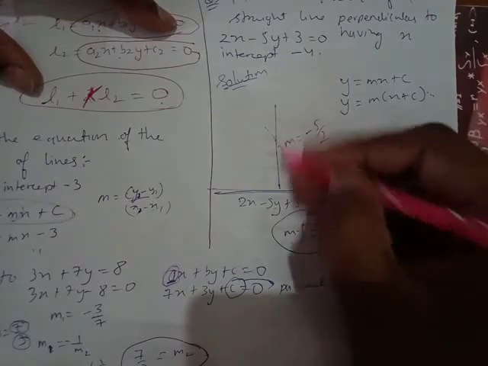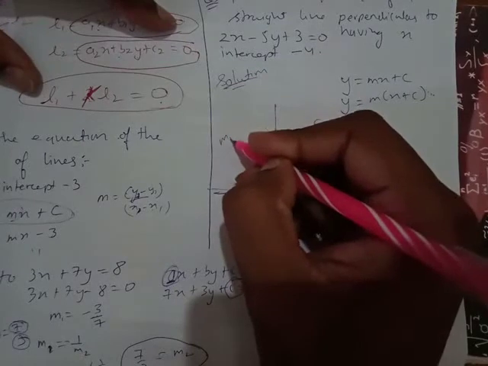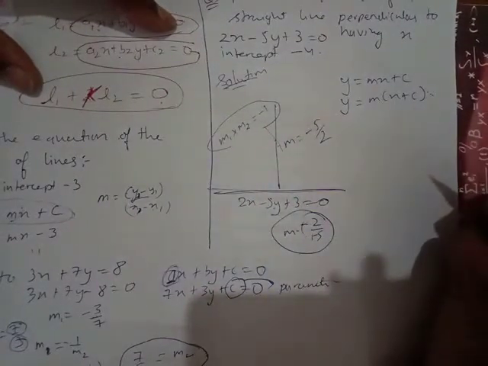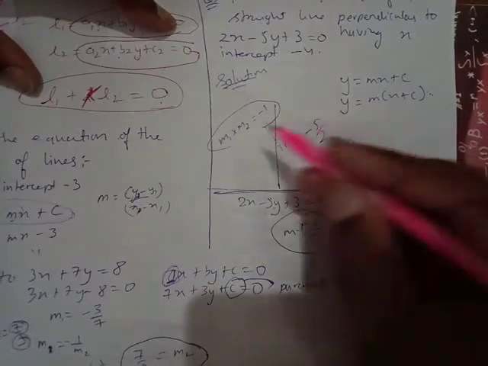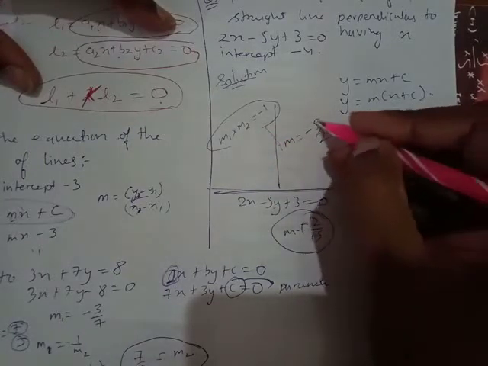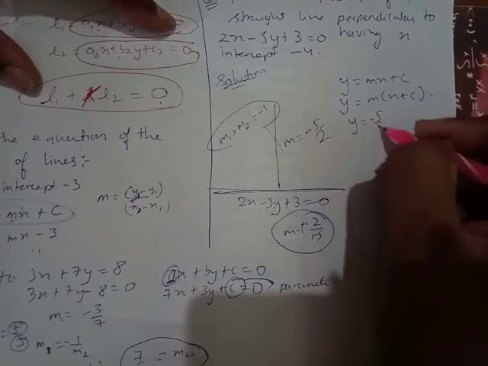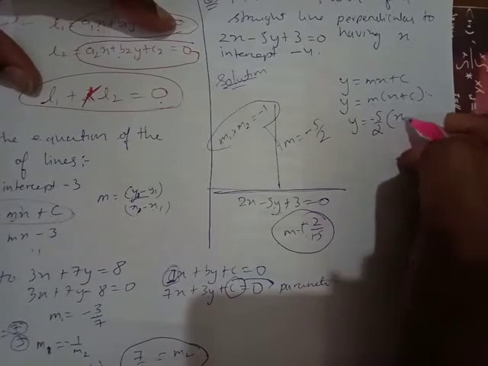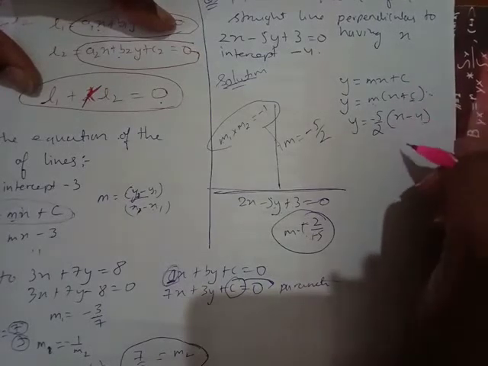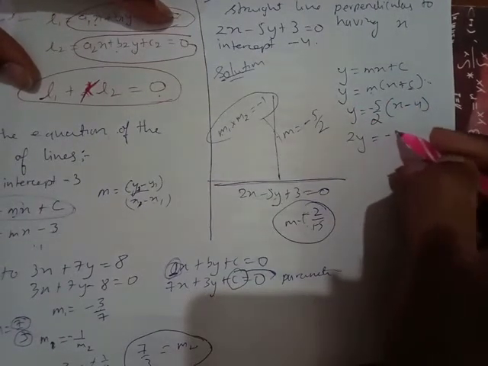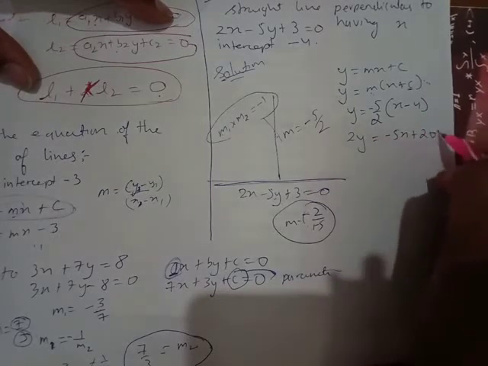Reciprocal of this, because in perpendicular lines it is always like this. If you don't know, m1 into m2 equals -1. Put the value of m1 in this formula and you will get m2, you will know the answer. So I am going to put the value of m in this. So y equals m, which is -5/2 times (x + 4). You know, this is x-intercept, and then 2 is going to go on that side: 2y equals -5x minus 20.